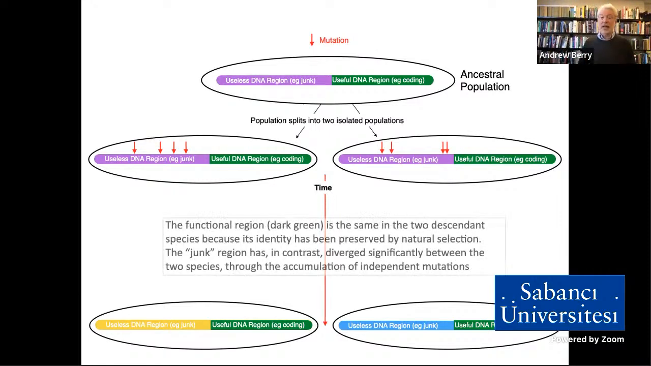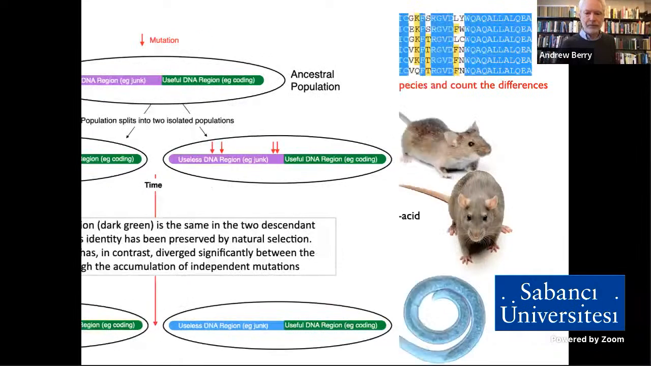So this is actually a key tool in allowing us to understand the functionality of different parts of the genome. If you've got a piece of DNA which is very similar in terms of sequence, or a protein which is very similar in sequence between, say, humans and mice, then we know that's a functionally important region. If you've got a region which is very different between humans and mice, then probably that's not performing any very significant function.